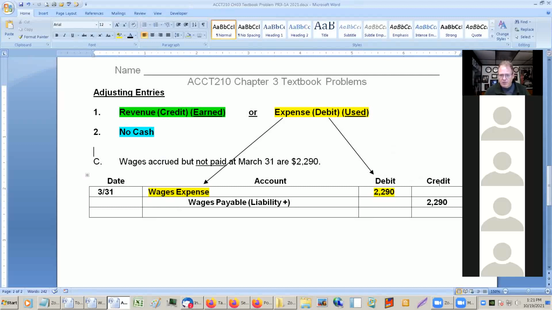So once you, hey, what happened here? I think I'm going to screw this up if I try to do something. So anyway, the other side will be a credit. But if you actually look on the table, liabilities go up with credits. So we owe them 2290.